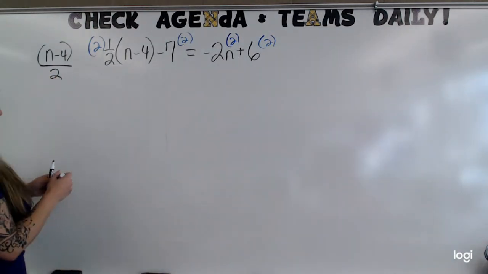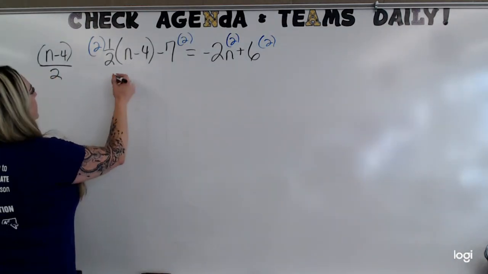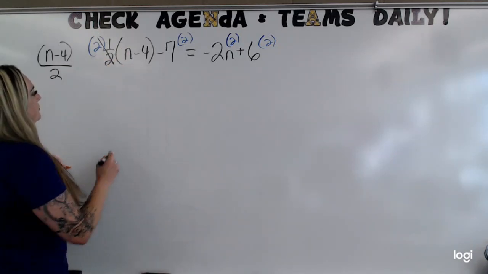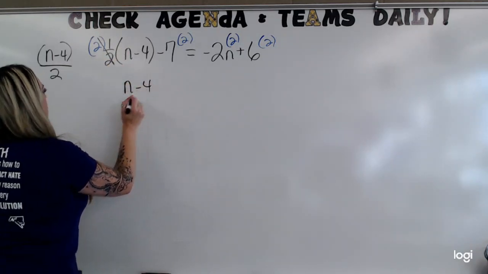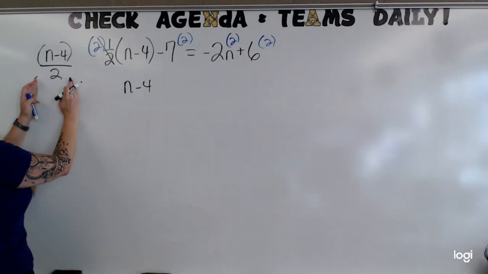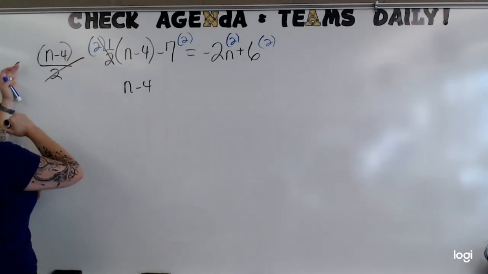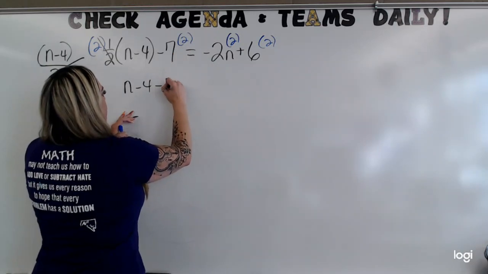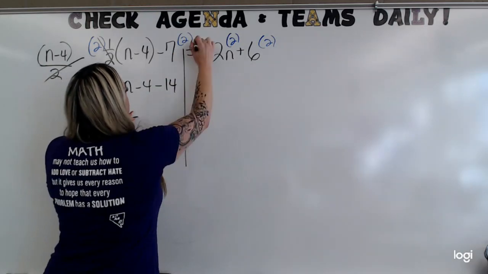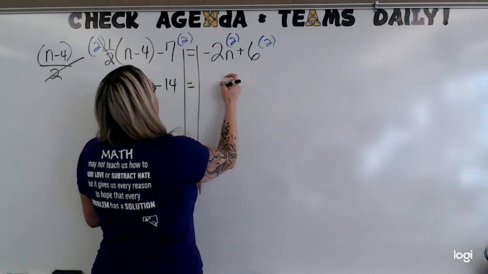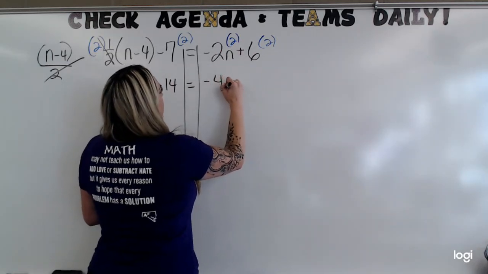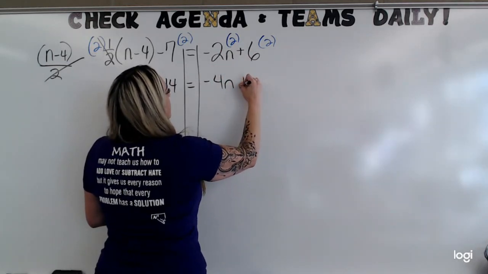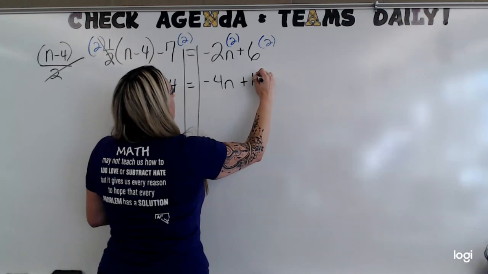So now what we have is those canceled out. We just have n minus 4. Remember, it was just like taking this, dividing it by 2. Now we're multiplying it. It just canceled out that division. But now we've got negative 7 times 2, so that's negative 14. This would be negative 4n, and this would be 12.